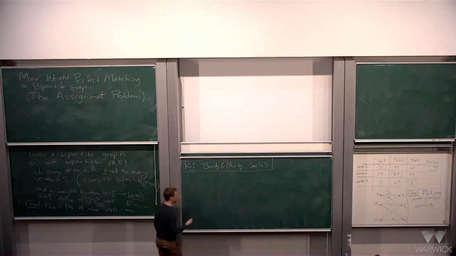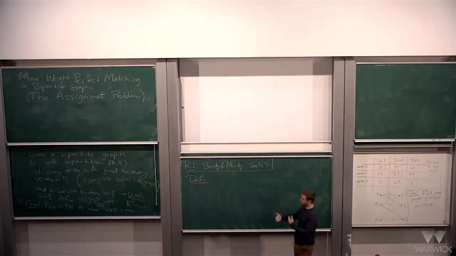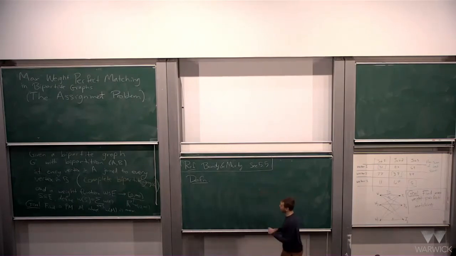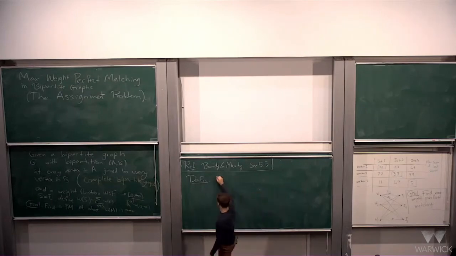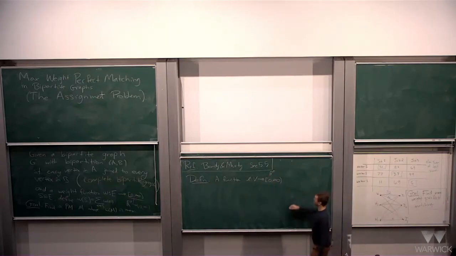So here's a key definition. As we try to find this biggest perfect matching, a useful thing is that we're always going to have some sort of labeling on the vertices. It's going to be something called a feasible labeling. So a function L from the vertex set to, say, the non-negative reals, R plus or 0 to infinity. We're going to call this a feasible labeling.